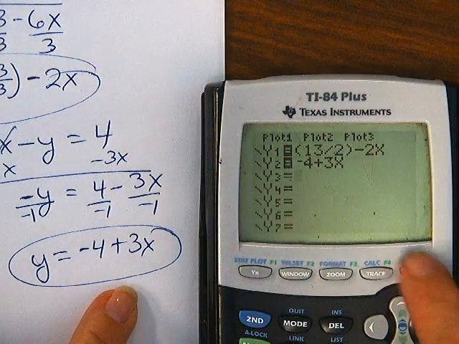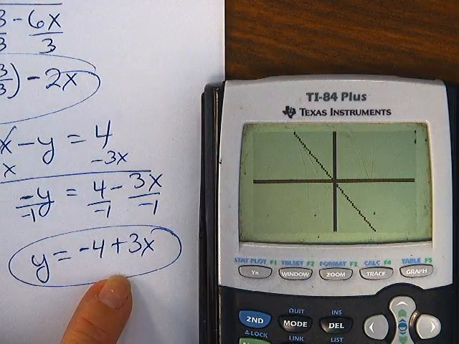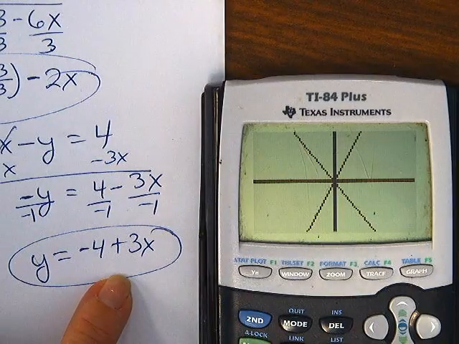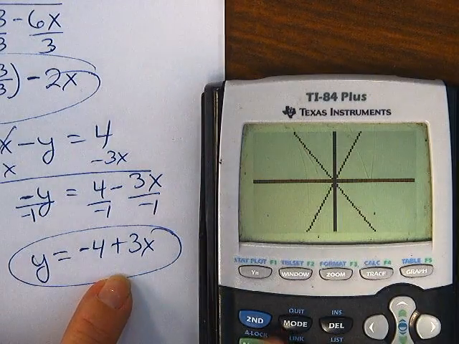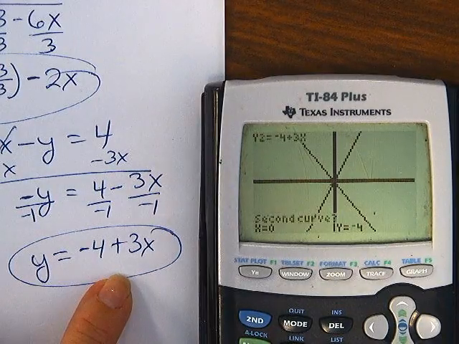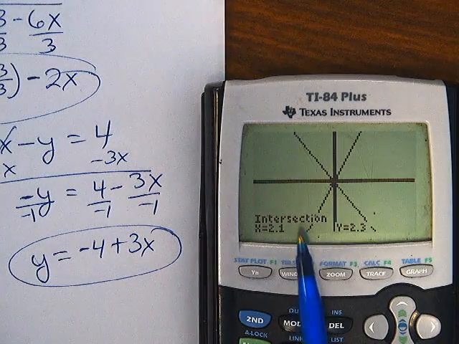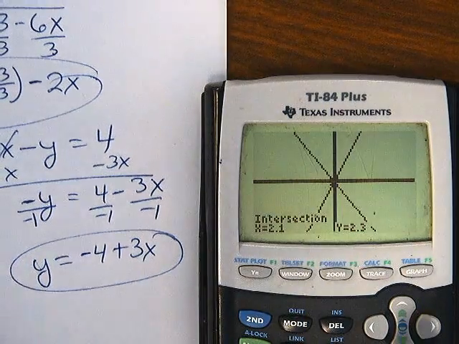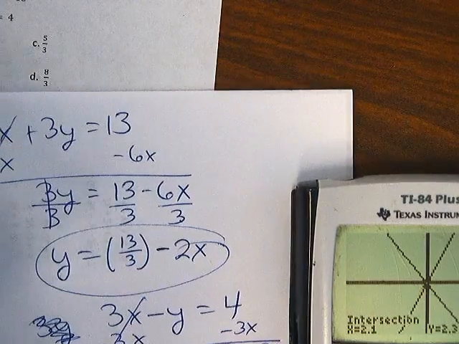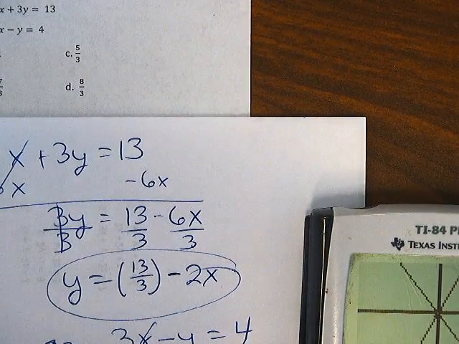Okay, let's go ahead and graph it. We see one line, and we see our second line. So because we can see the intersection, we go ahead and do second, trace, option 5, enter, enter, enter. And it tells us it is at 2.1 and 2.3. Don't think I have that as an answer choice here.